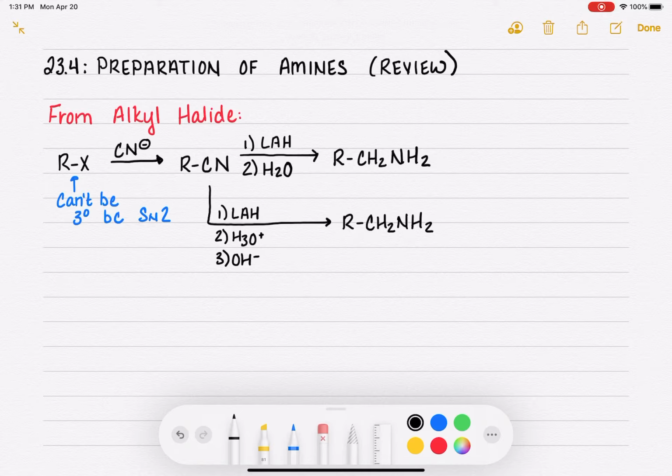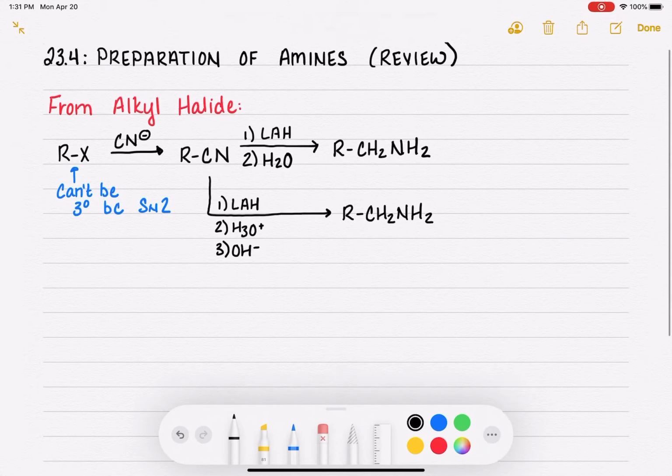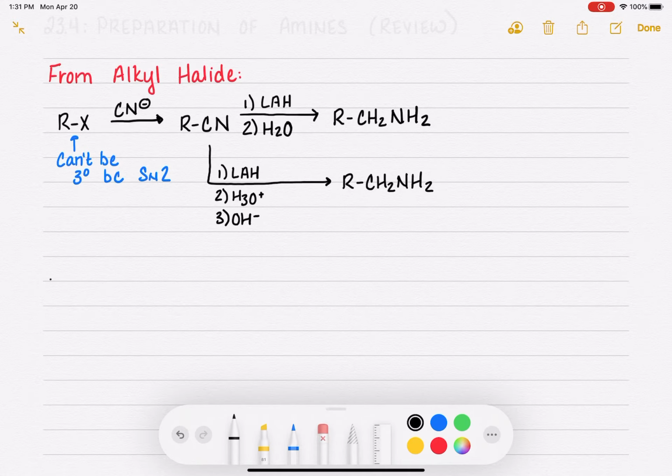Let's break down the difference between just step 2 water versus step 2 acid, step 3 base, all these extra steps in the process. The amine that you make in this reaction is a base because amines are bases. So I'm just going to draw one out. Let's say we have bromoethane and we react it with cyanide. We're going to end up with this molecule right here. And we react it then with LAH.